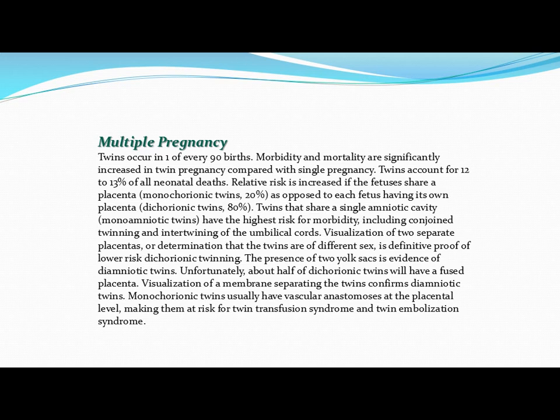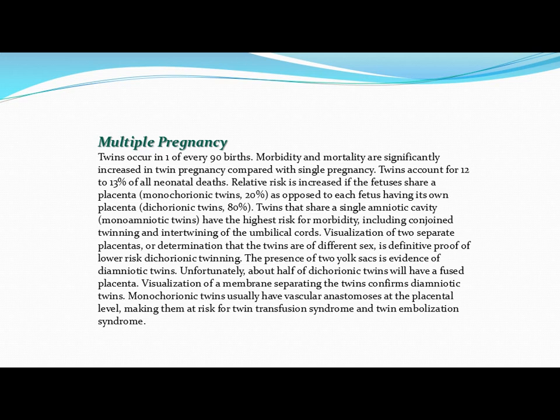Multiple pregnancy. Twins occur in one of every 90 births. Morbidity and mortality are significantly increased in twin pregnancy compared with single pregnancy. Twins account for 12 to 13% of all neonatal deaths. Relative risk is increased if the fetuses share a placenta, which is monochorionic twins, as opposed to each fetus having its own placenta, which is dichorionic twins.